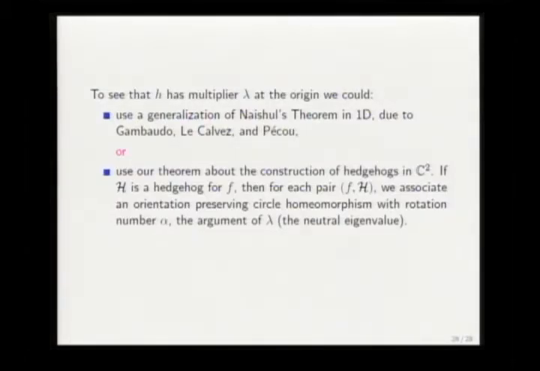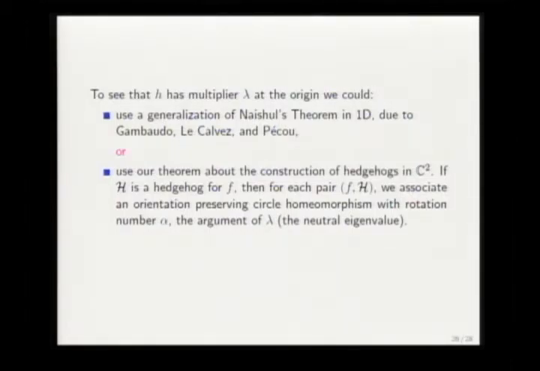Or we could use the hedgehog construction from the theorem that I first introduced in 2 dimensions. Because if you have a hedgehog, you will not be able to associate to our topological hedgehog an analytic circle diffeomorphism as in Perez-Marco, but you can associate a homeomorphism of the circle with the same rotation number. And using this and the same machinery as in 1 dimension, you could prove that, in fact, the hedgehog for the map H must have the same rotation number and the same multiplier at the origin as the hedgehog for our germ. Hence, H prime of 0 is equal to lambda.